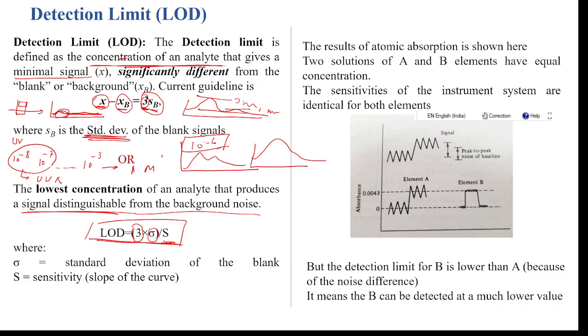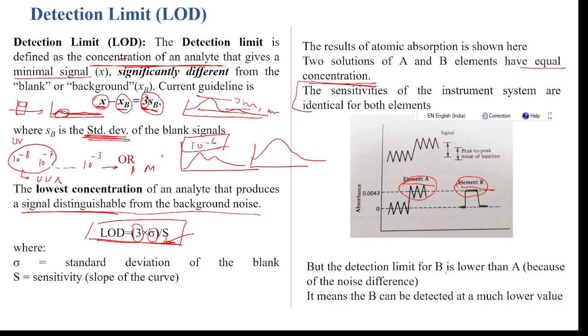For example, there are 2 elements, element A and element B, and these are the absorbance signals. Both analytes have the same, equal concentration. Now the sensitivity of the instrument system is identical, S is identical and concentration is identical, but the detection limit of B is lower as compared to A.